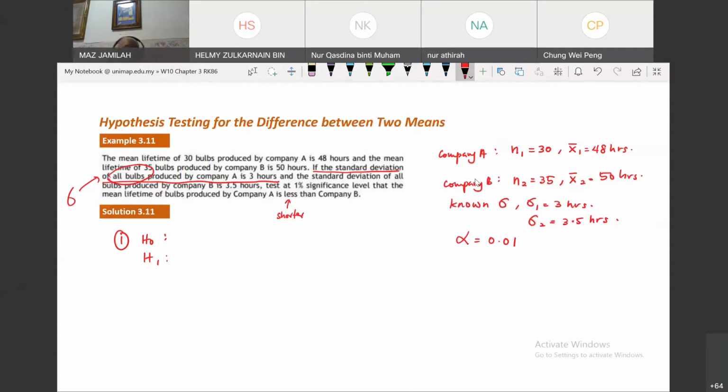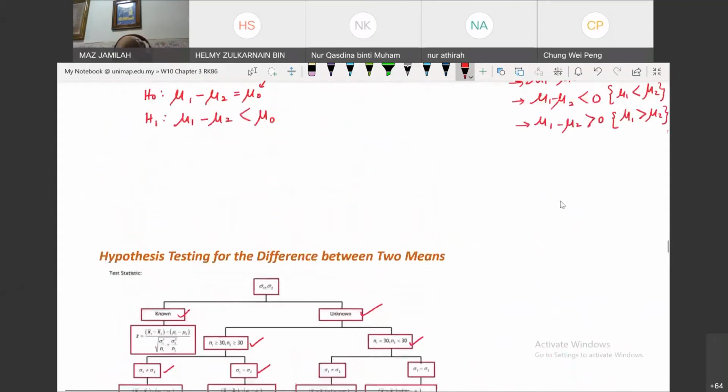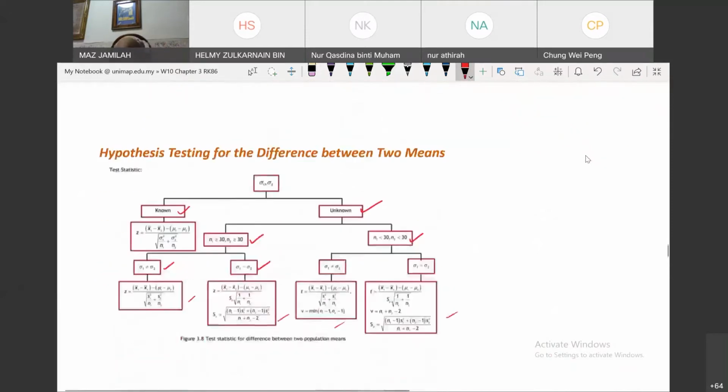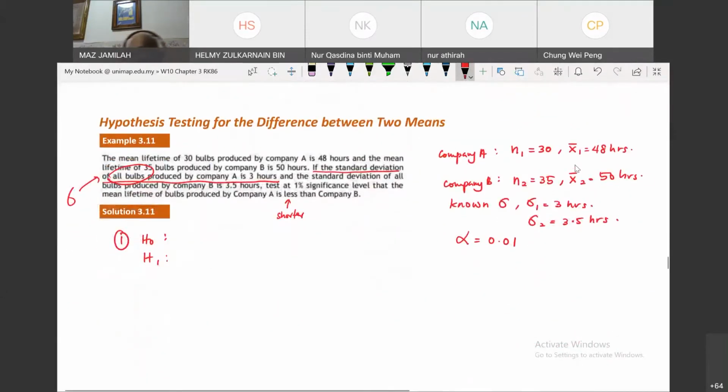Okay, shorter. So what does this mean? So mu1, you are talking about the mean of company A being less than that of company B. If it is less than, it means that you are going to use this one, less than. In this case, it will be mu1 minus mu2 is less than 0. And as usual, the null will always be equal to, so mu1 minus mu2 equal to 0.